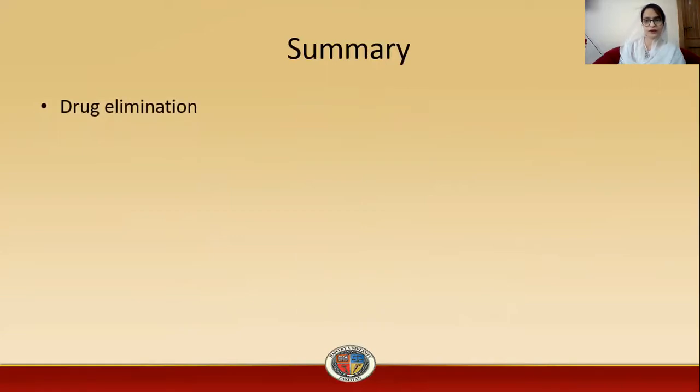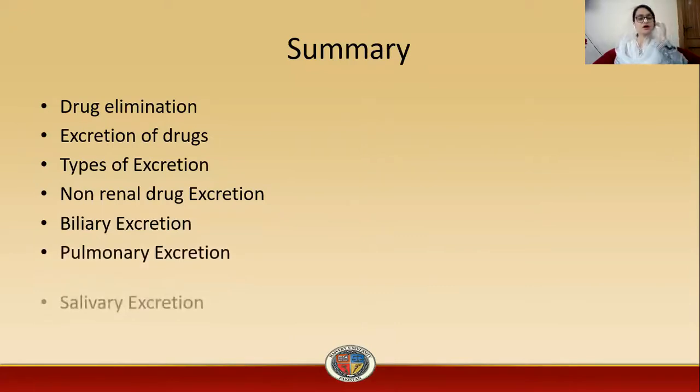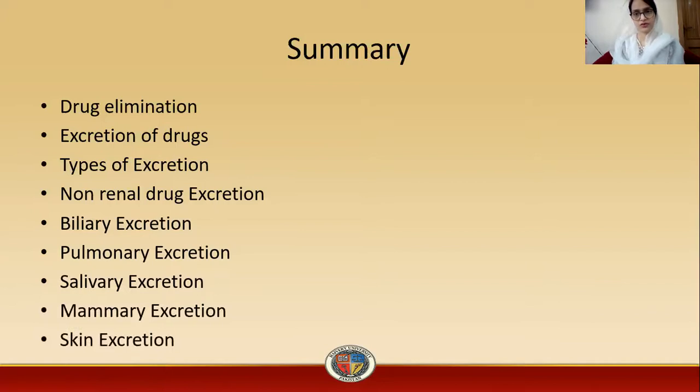I have told you regarding their mechanism. And the summary of this lecture is: we have studied drug elimination, excretion of drugs, types of excretion, non-renal drug excretion, biliary excretion, pulmonary excretion, salivary excretion, mammary excretion, and skin excretion.